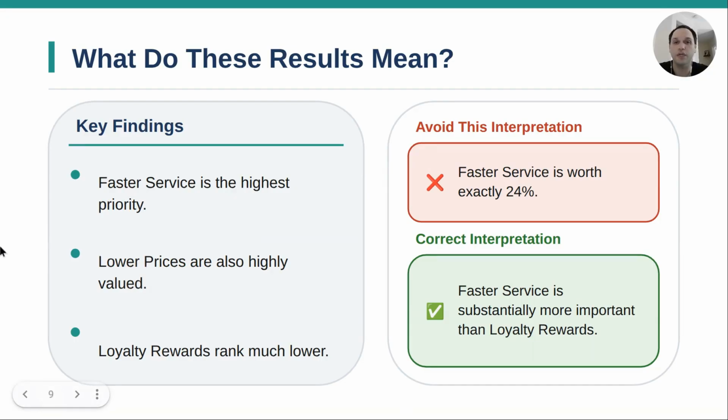One of the most important things to understand about MaxDiff is how to interpret the scores. A common mistake is to treat the numbers as absolute measurements. For example, we should not conclude that faster service is worth exactly 24%. Instead, we should focus on the relative differences between attributes. The key insight is that faster service appears substantially more important than loyalty rewards. Similarly, lower prices appears more important than extended hours. MaxDiff is fundamentally a prioritization tool. Its purpose is to help us understand what matters most relative to other options.